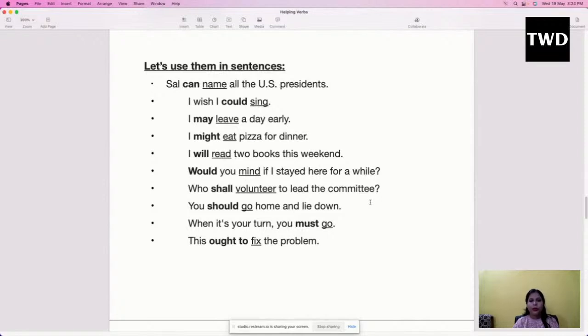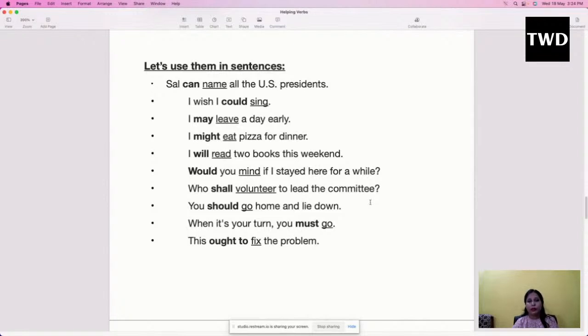And that's why, in earlier days we used to use shall a lot for talking about our future, but nowadays we do not use shall that much, because the moment you use shall, it shows that you are not that sure about doing that action. Okay. Then you should go home and lie down. Here should is generally used to suggest or advise the other person. You should study hard to get good marks.